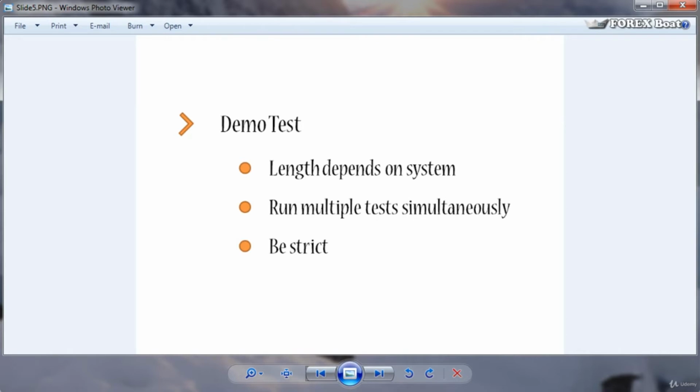Length depends on system, and that's a very valid point. If you're running an expert advisor on the 15-minute chart, then you might have like 5 trades per day, and say 1 week of tests will give you 25 trades, and that might be sufficient for you. Or 2 weeks of testing will give you 50 trades, and that can be sufficient for you to evaluate this particular set.